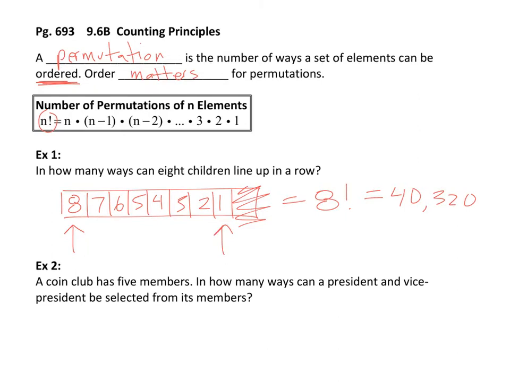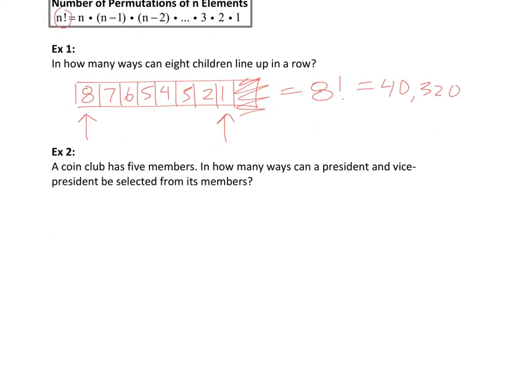Order matters. Example 2: a coin club has 5 members. In how many ways can a president and vice president be selected from its members? You have 5 members, 1 president and 1 vice president. So essentially you have 2 slots, 1 for president and 1 for vice president. For president, how many choices do you have? You first have 5 choices. And then when filling the vice president position, you have 4 choices left. So that's 5 times 4, which is equal to 20.